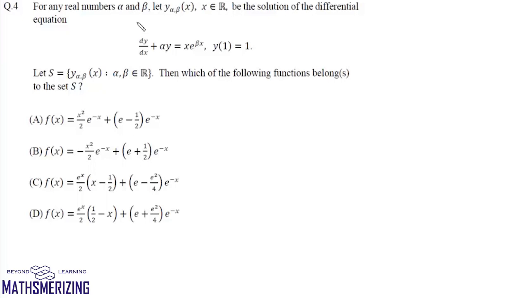Now here the question is, for any real numbers alpha and beta, let y(alpha, beta) be the solution of the differential equation dy by dx plus alpha y equals x e to the power beta x. Now this is linear in y. If we find its integrating factor, it will be e to the power alpha x. So we can write this as y into e to the power alpha x equals the integral of x into e to the power (alpha plus beta) x dx.